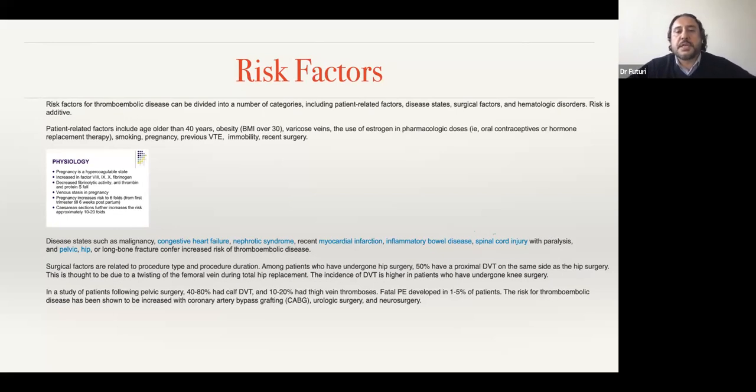And so when you are seeing a patient and obtaining a history, these are the important questions to ask the patient. Have you had recent surgery? Is there any underlying history of cancer? Are you an active smoker? Because these can help us determine their risk factors.